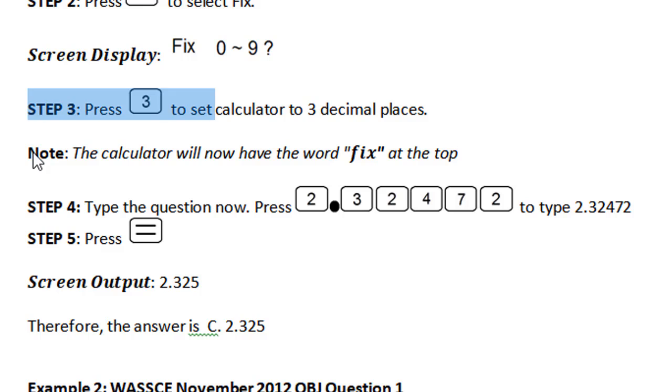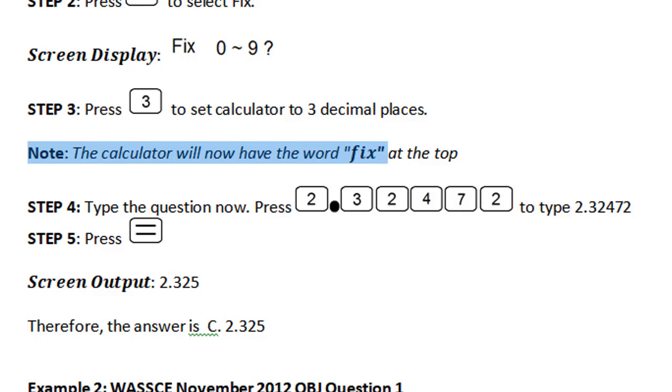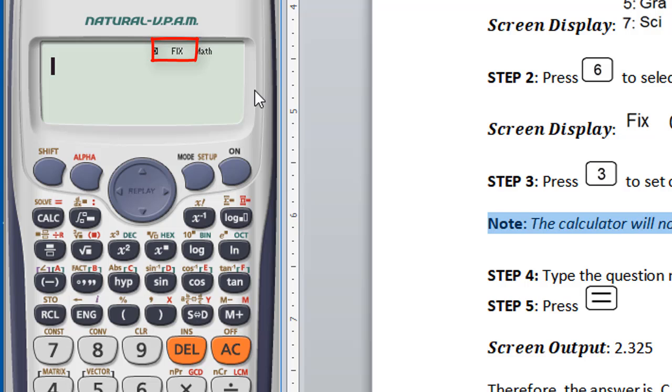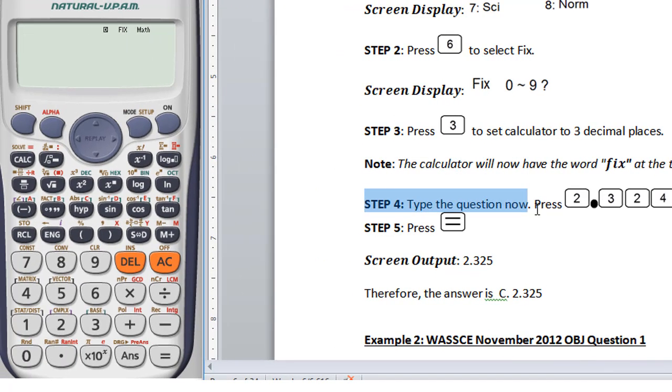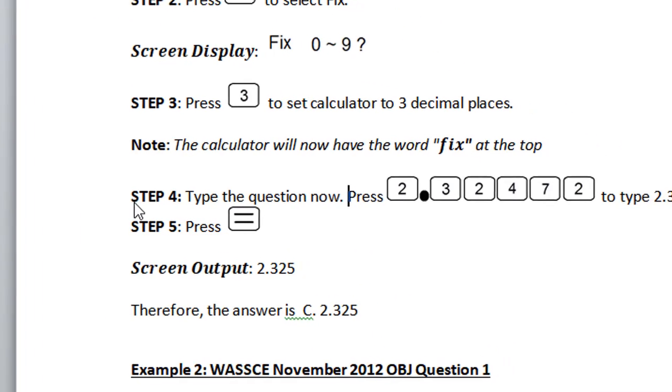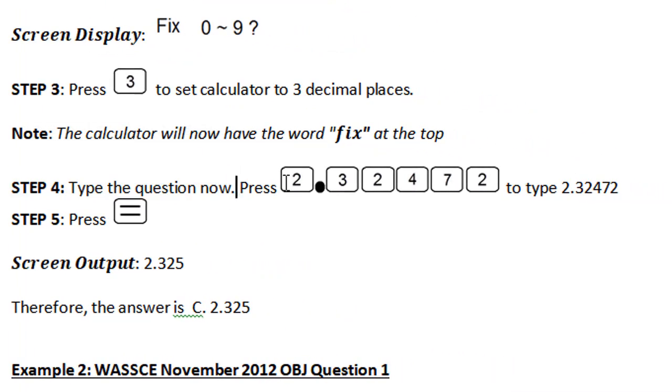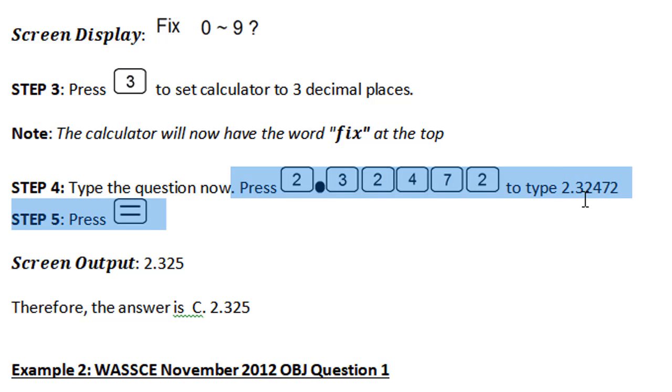The moment we do that, we note that the calculator will now have the word FIX, which we see on top of the calculator. Step 4, type the question now. We press 2.32472 to type the question.